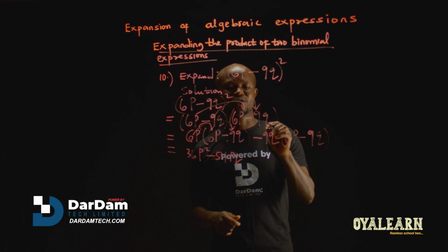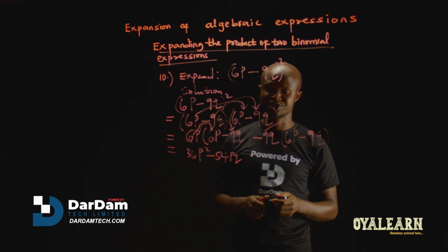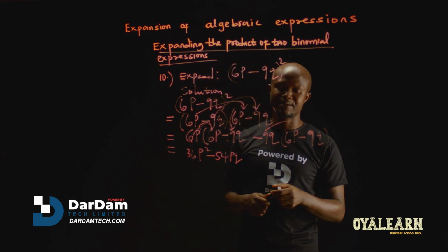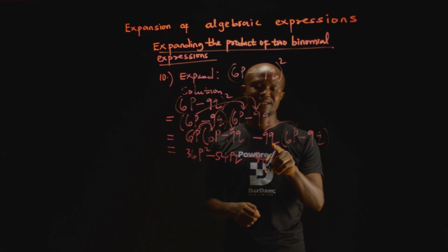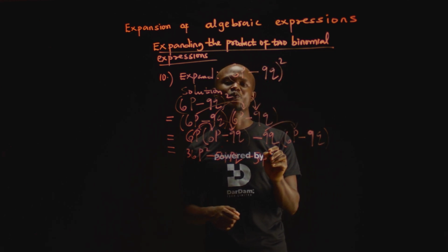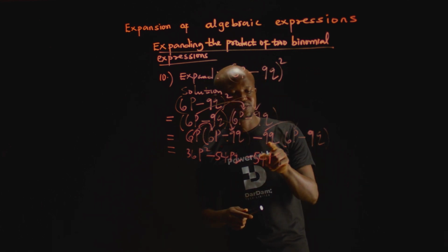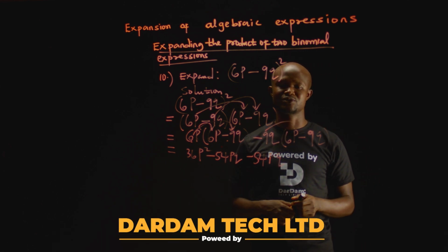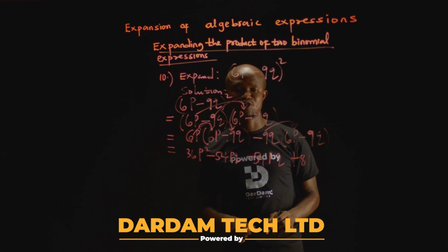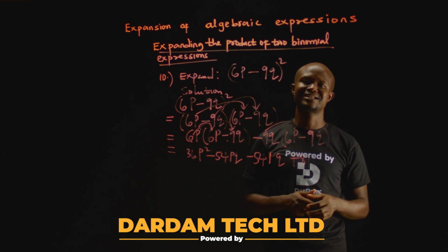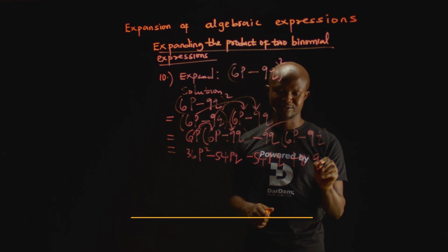Now we multiply the second part of the algebraic expression. Minus 9q multiplied by 6p. What do we have? Minus 9 times 6 will give us minus 54. Then q times p, we have qp, which is the same thing as pq. Now, minus 9q multiplied by minus 9q. Minus 9 times minus 9 will give us plus 81, because minus times minus is plus, and 9 times 9 is 81. Now q times q will give us q squared.